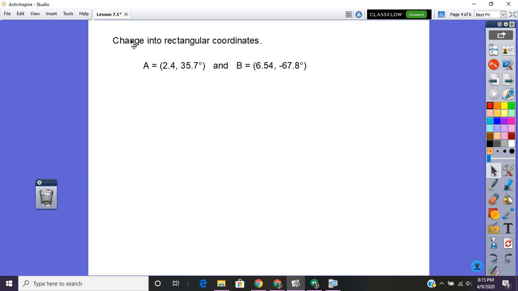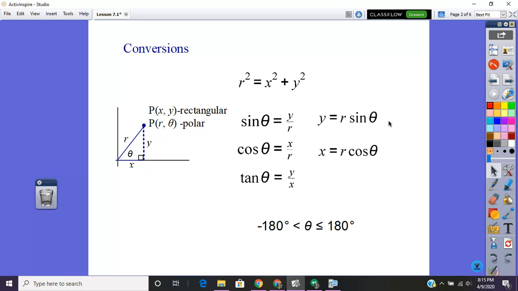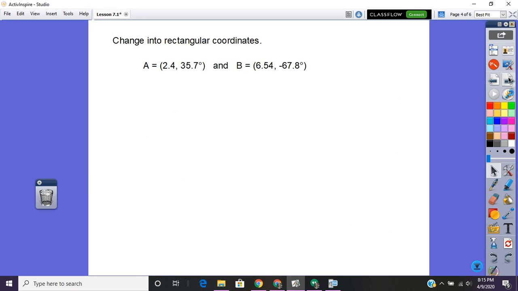Going from polar to rectangular, I find much, much easier, and that is because we have these two formulas right here. These two formulas make life a whole lot easier because we are already given r and theta. All we need is r and theta to find our x and our y.